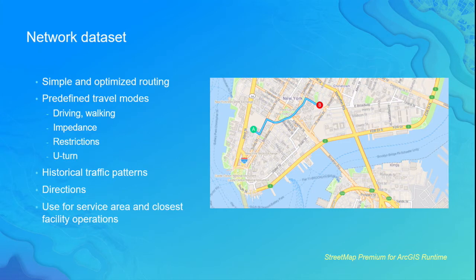You might also be able to take advantage of historical traffic patterns if available, and gain access to directions based upon a network solution. And then you can also use other network analyst operations like service area and closest facility with that same network data set, all powered through runtime capabilities.